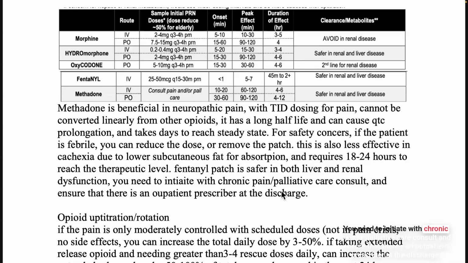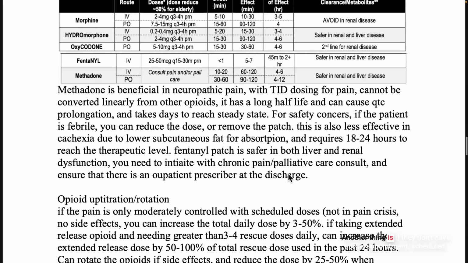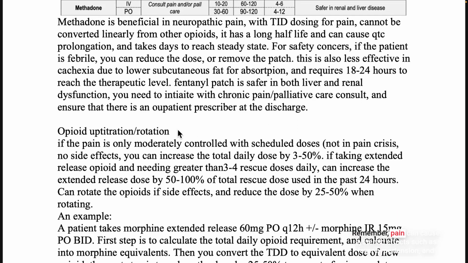You need to initiate a chronic pain or palliative care consult and ensure that there's an outpatient prescriber at discharge. If they don't have a PCP appointment scheduled, this could be very harmful for the patient, because if they run out of their medications, especially a medication like fentanyl, which has very strong potency, they can go into acute pain crisis. Remember, pain can cause systemic effects such as fever and hypertension, and it's as much a risk as getting lower doses.